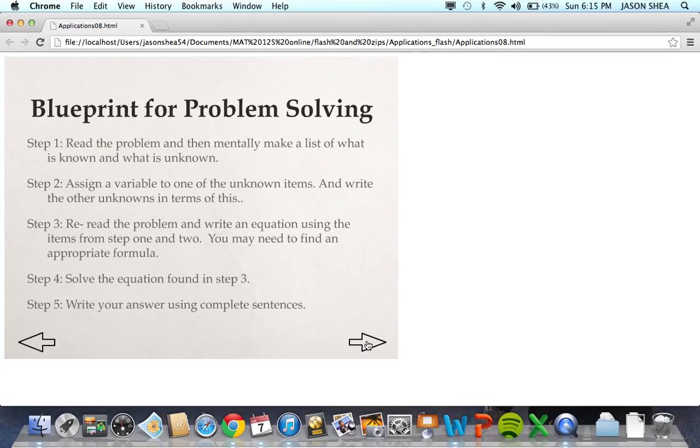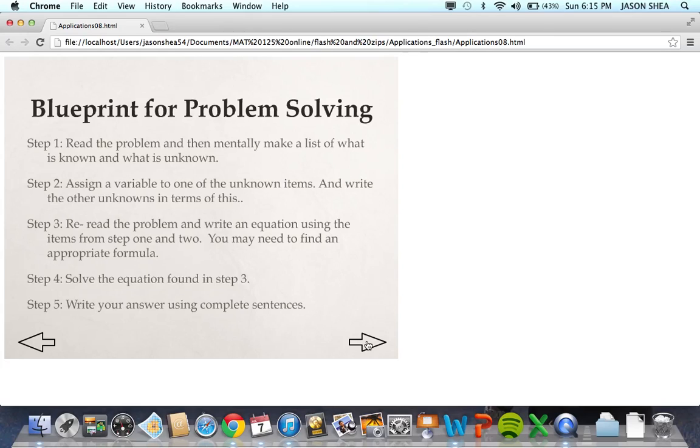Step 3 says, reread the problem and write an equation using the items from step 1 and 2. You may need to find an appropriate formula. Step 3 can be the most challenging step of all of these. In step 2, you struggle to represent everything with one variable. In step 3, you have to organize those into an equation. As we move on to doing age problems later in this section, you'll start to see how hard that is.